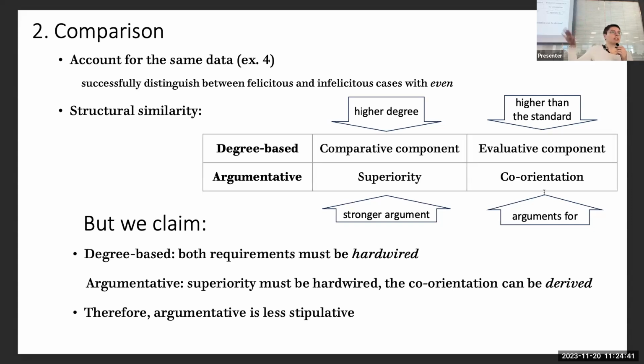But despite this similarity, we are going to claim that the argumentative approach has an advantage, which is the following. If the degree-based analysis has to postulate both requirements in the presupposition of even, so both have to be hardwired to the account, the argumentative analysis can postulate only the superiority requirement hardwired into the account, while the co-orientation requirement can be derived. And if that is the case, then eventually the argumentative analysis is better because it's less intuitive. And this is what we are claiming.